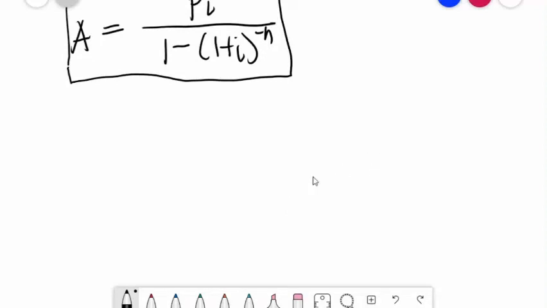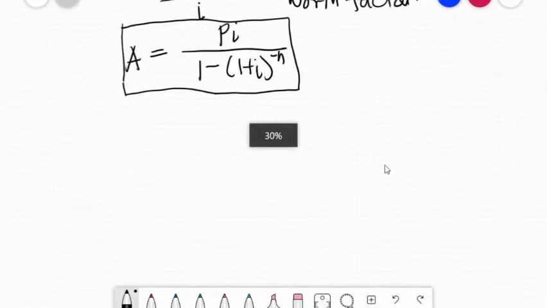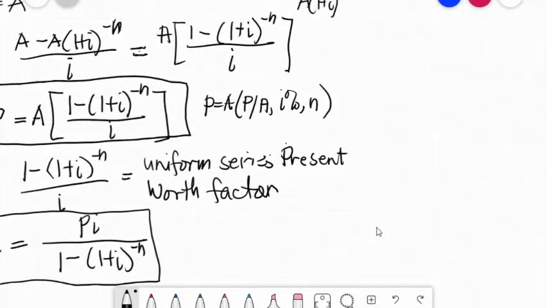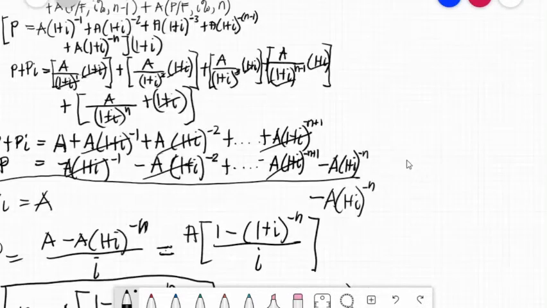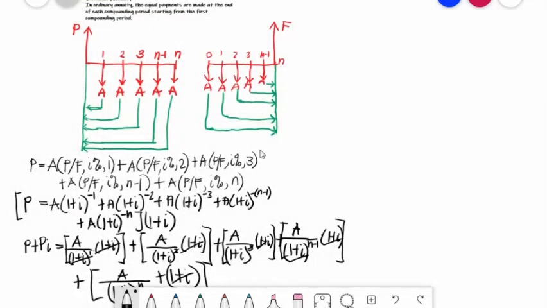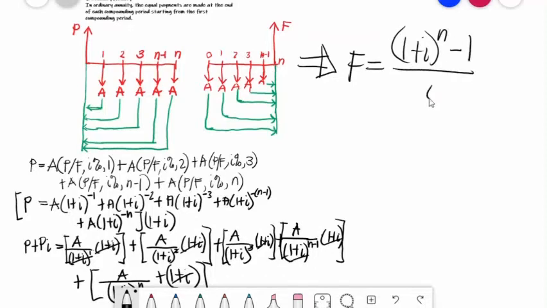If you formulate the equation of this cash flow diagram, this is the future worth. So F becomes the focal date, and all of the exponents will be positive from 0 to n minus 1. And the formula for this is F is equal to ((1 plus i) raised to n minus 1) all over i.